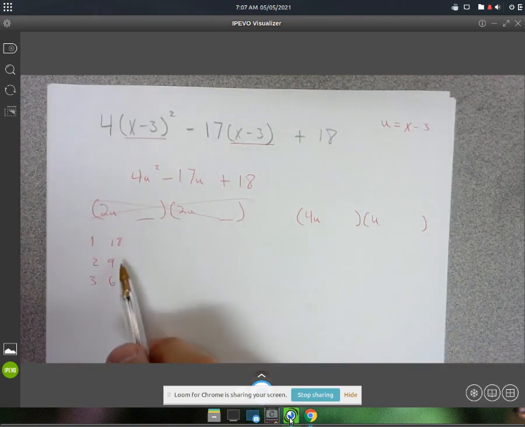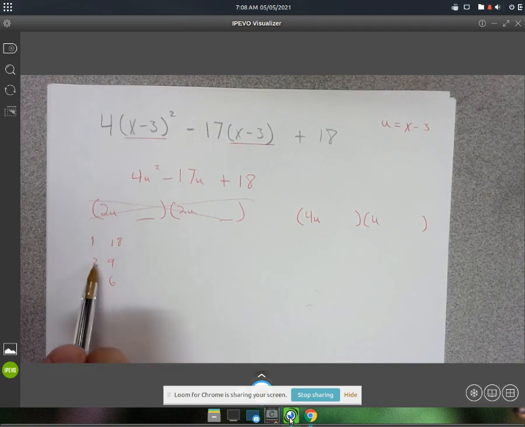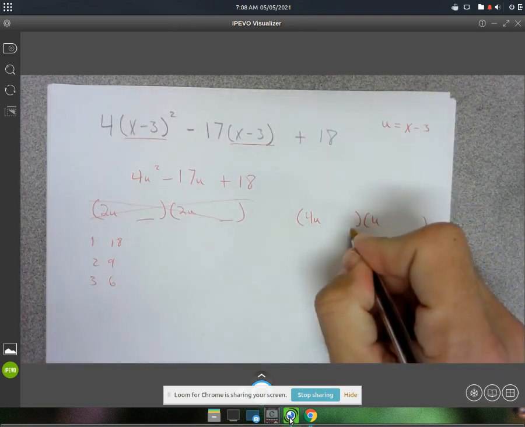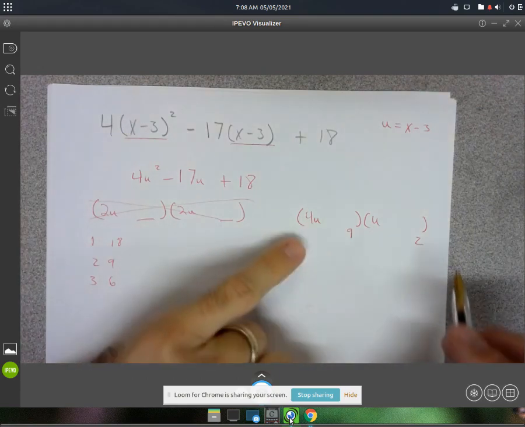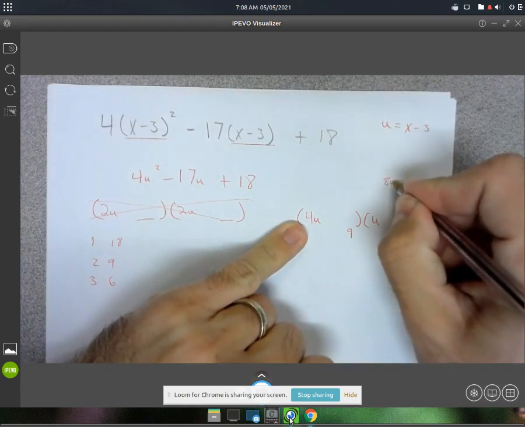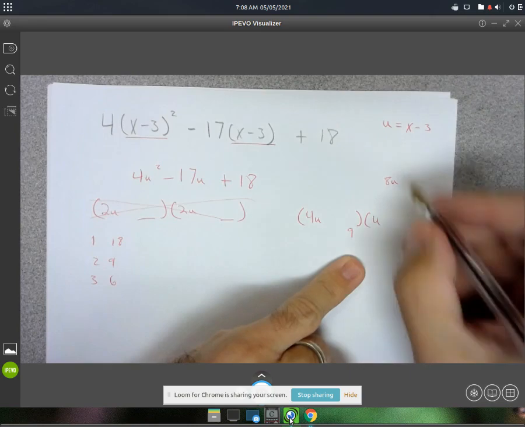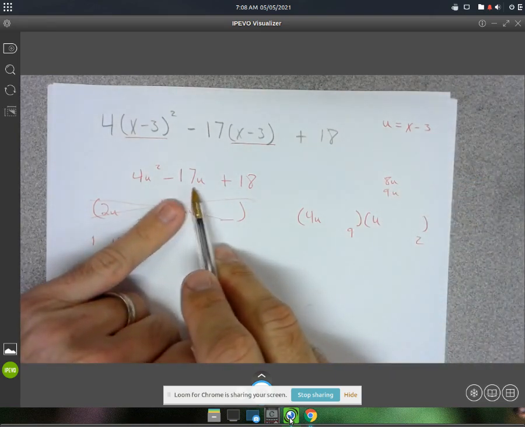All right, so I got to start trying to put these numbers places. I'm probably going to try the 2 and the 9 or the 3 and the 6. I can't put the 2 with the 4, so let me try putting my 9 here and my 2 there. And yes, this works. This works the very first try. A 4U and a 2 is going to give me an 8U, and then a 9 and a U will give me a 9U, and that does give me a 17U once I add them together.